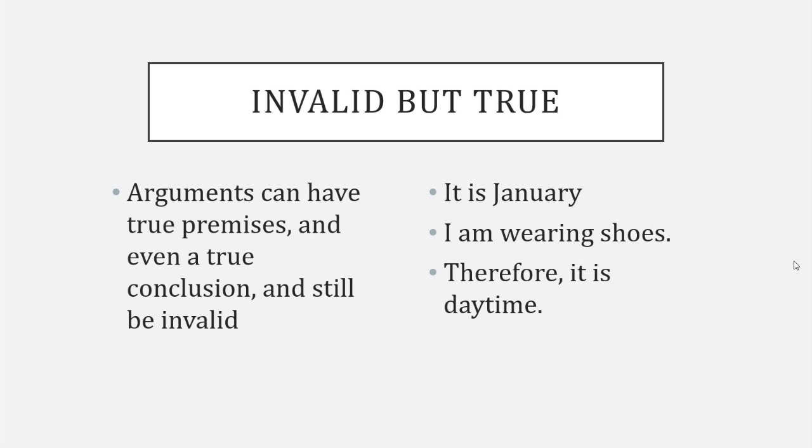Could it be the case that it's January and I'm wearing shoes, but it's not daytime? Can you imagine that? Is that logically possible? I hope it's not stretching your imagination to suppose that I'm sometimes wearing shoes at night in January. Okay, I know I'm really challenging you right now, but here it is. It's an argument with true premises and a true conclusion, but it fails to satisfy our definition of validity. Just being true in both those cases is not enough to be valid. It's got to be that it's impossible for the premises to be true and the conclusion false. Here, it's totally possible for the premises to be true and the conclusion false.